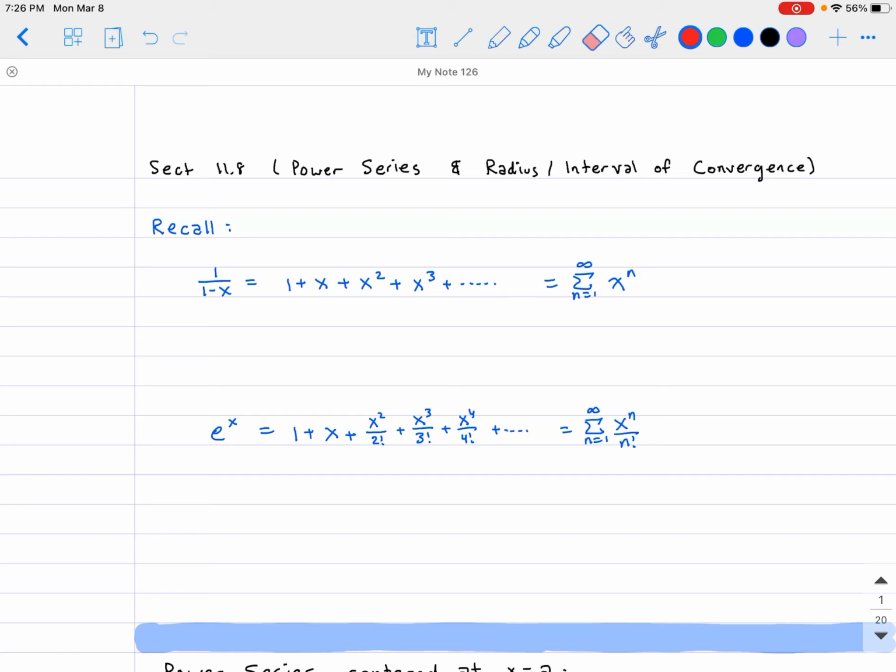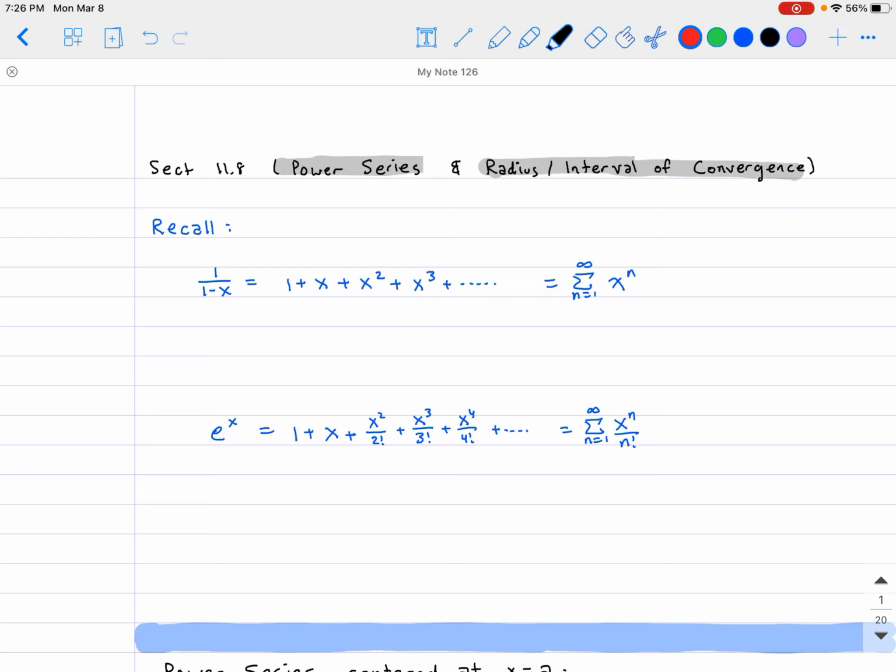Today in calculus, we are going to put it all together, with all the stuff that we've been learning about sequences and series, convergence and divergence. I want to know now, how do we apply it to the calculus stuff that we have been doing? So today we're going to be talking about something called the power series, and also the radius or interval of convergence for the power series.